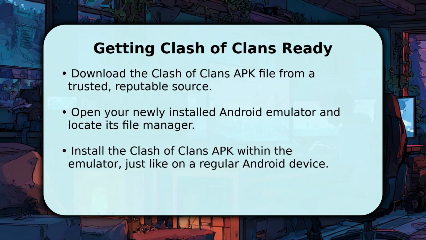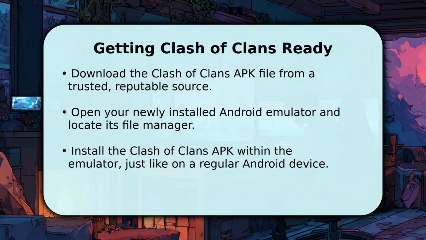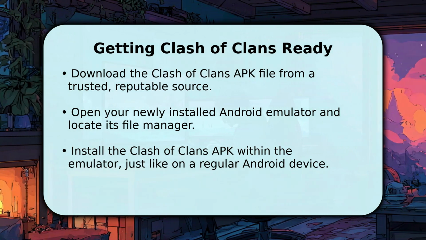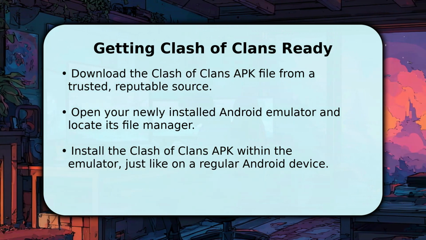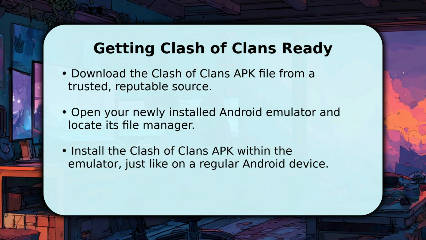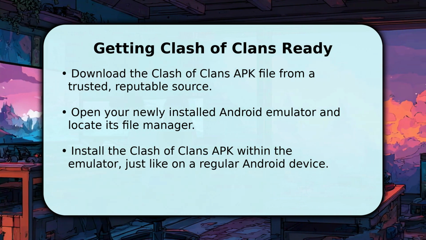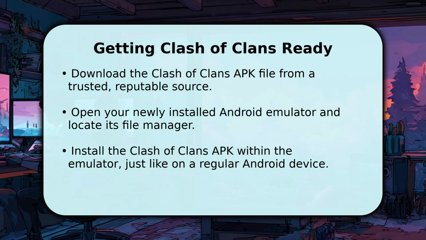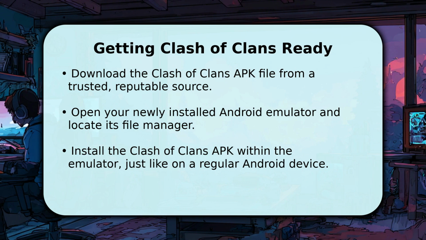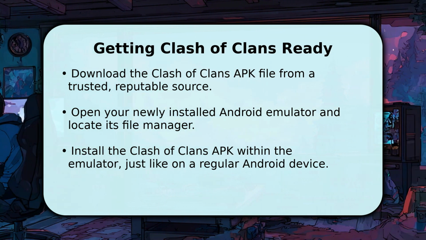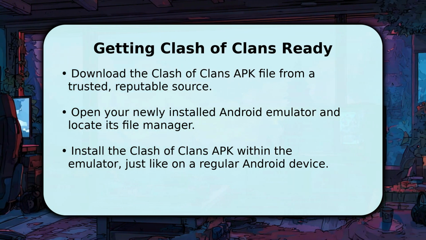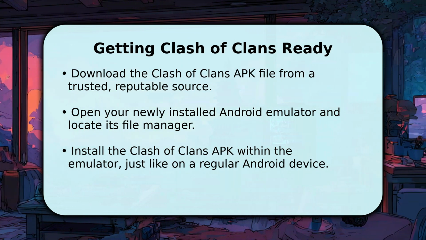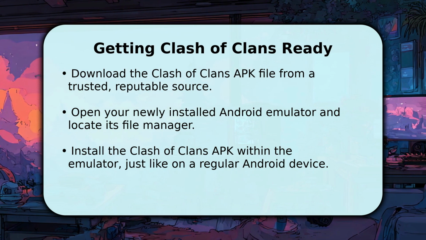Now, let's get Clash of Clans itself. First, you will need the game's APK file. Always download this from a highly trusted, reputable source to avoid security issues. Once downloaded, launch your Android emulator from desktop mode. Within the emulator, navigate to its built-in file manager, then locate and select your downloaded Clash of Clans APK. Proceed with the installation inside the emulator, mirroring the process you would use on any standard Android phone or tablet.